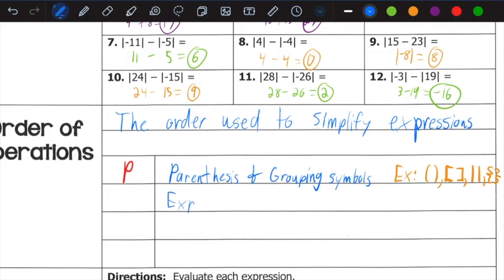Next, you would do any exponents or roots you see. So if you see square roots, which we'll get into more later, or exponents, we do those next. And so that would be the capital letter E for exponents.